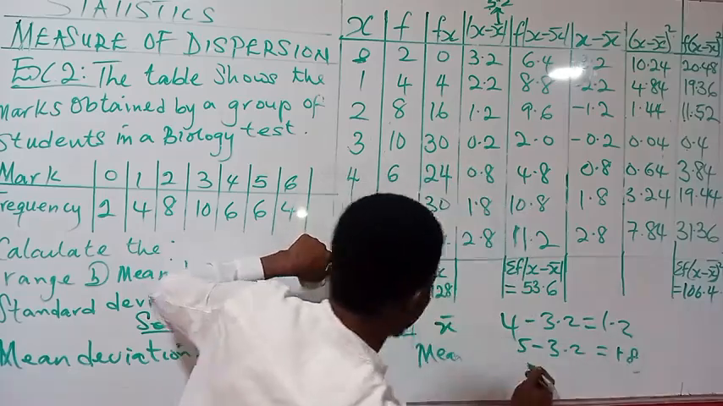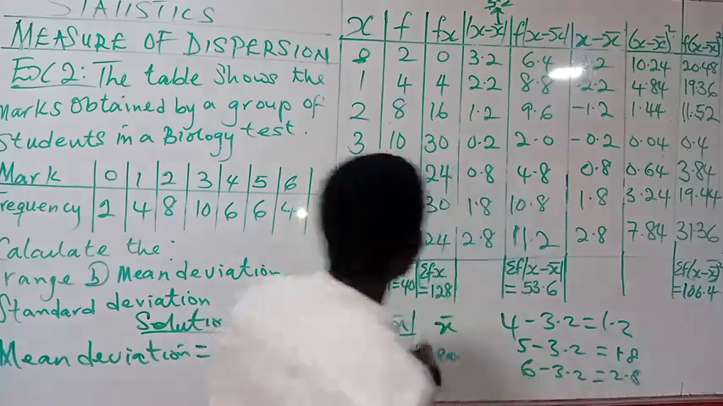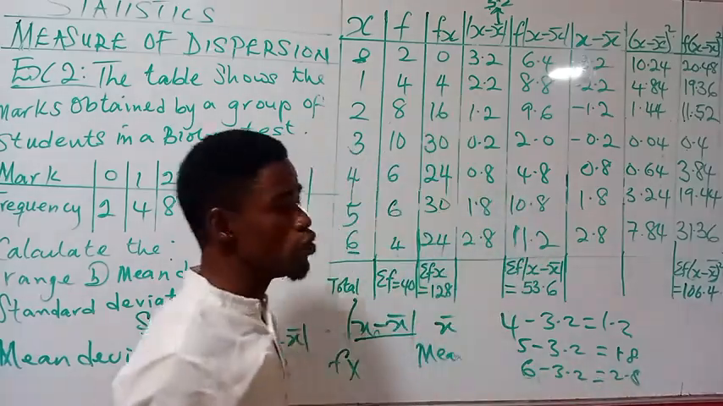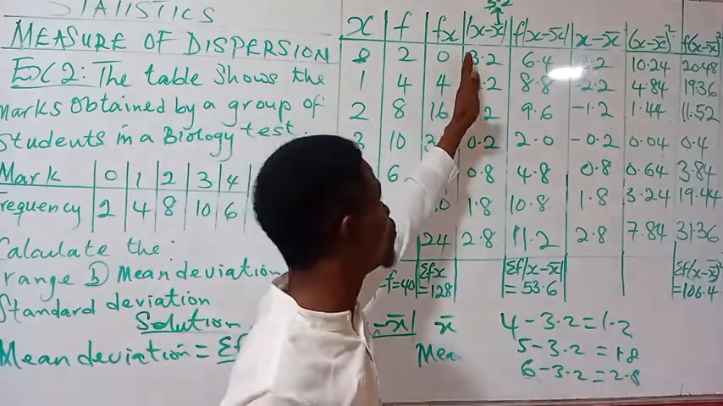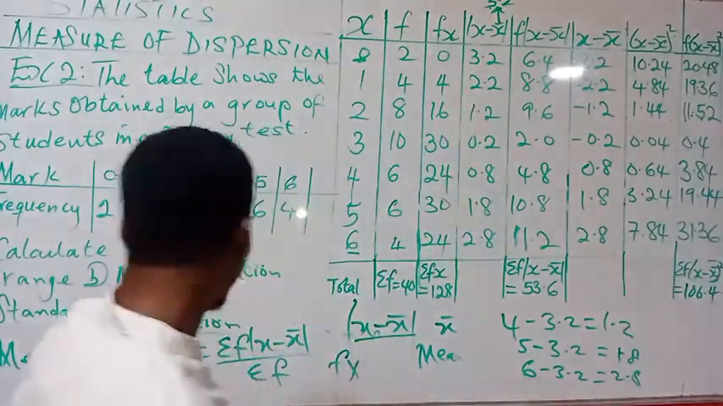Then the last one is 6 minus 3.2, which is equal to 2.8. So that is how we obtain this one. When you are talking about the absolute value, you need to remove the negative signs. Okay, then you have this one.